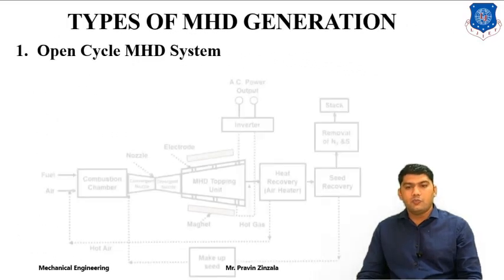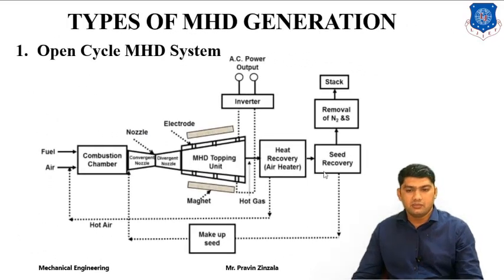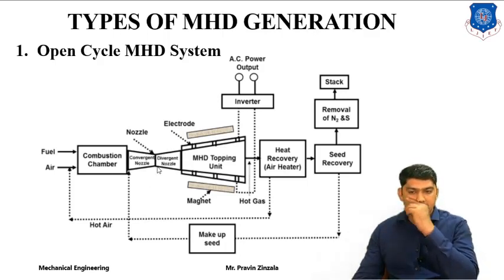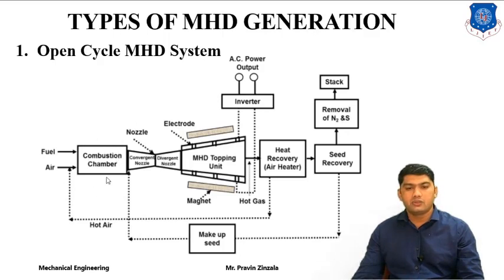First one is the open cycle MHD system. These are the components of the open cycle MHD system. First of all, we require ionized gas, which means gas at a higher temperature and higher velocity. So we need combustion. For the combustion, we require a combustion chamber. In the combustion chamber, we supply hot air and fuel. Due to the combustion, it will create high temperature and high pressure gases.